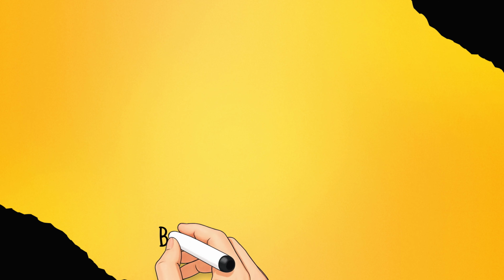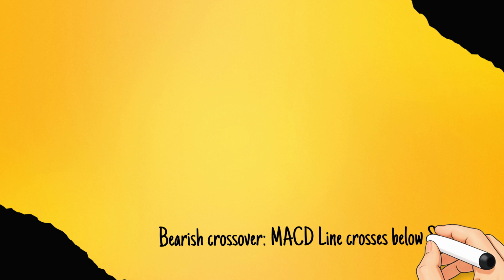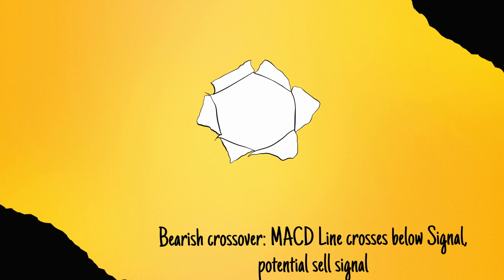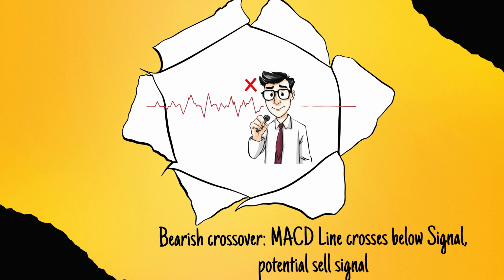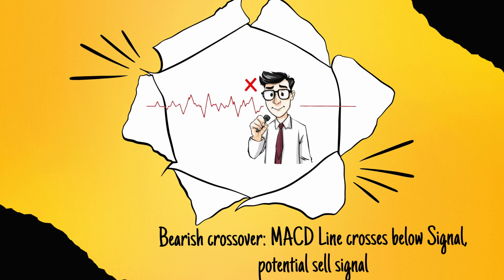A bearish crossover occurs when the MACD line crosses below the signal line. This is a potential sell signal. The further the crossover happens above or below the zero line, the stronger the signal.